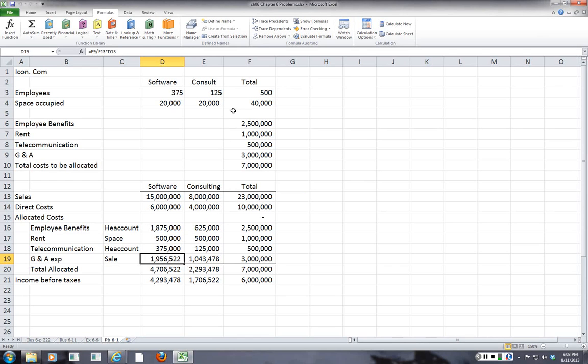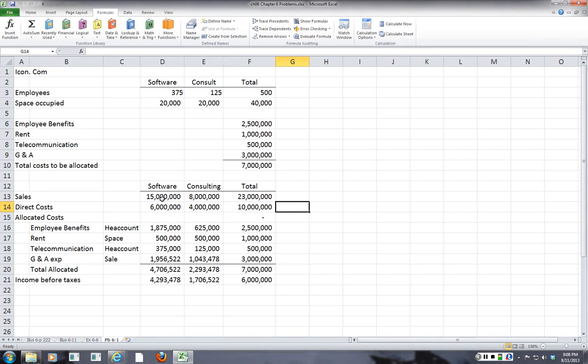We've got two departments, the software department and the consulting department. Software has 375 employees, consulting has 125. Space occupied, they each have 20,000 square feet. And the benefits is 2.5 million. Rent is 1 million. Telecommunications is 500,000. And the total G&A is $3 million. So the total of all those costs to be allocated are $7 million here.